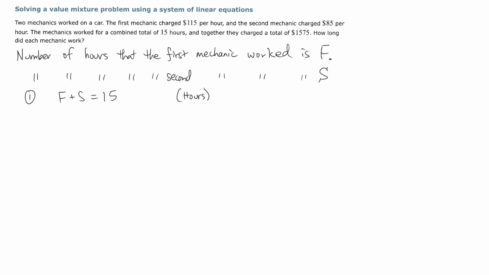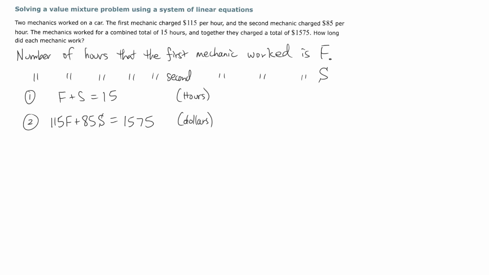And what is equation 2? We're trying to get a system of equations here. Well, the second equation is going to be the money equation, right? It's going to be the dollars equation. So each equation actually has units on it. The first mechanic charged $115, and the second one charged $85. And the total amount charged was $1,575. So this is a dollars equation. It's also the money equation.